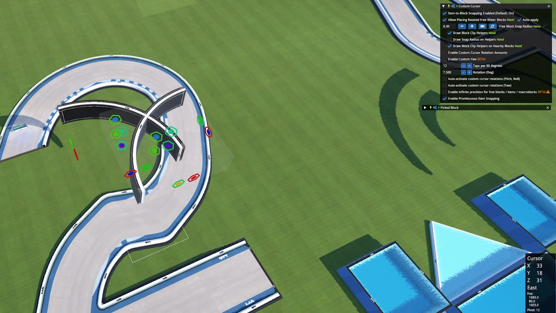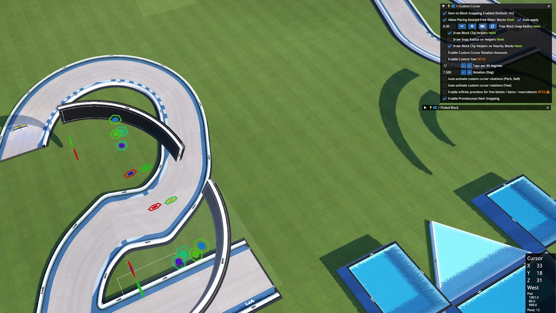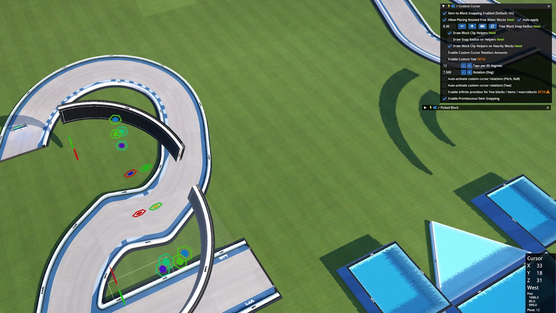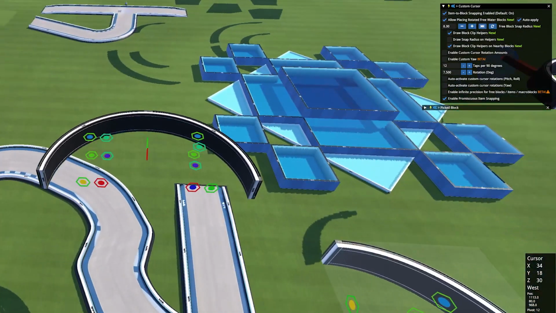The helpers you're seeing on screen are a new feature of Editor++ and will be out in the next version. Since blocks can have many different clips in the same spot, they're represented here with different colors.